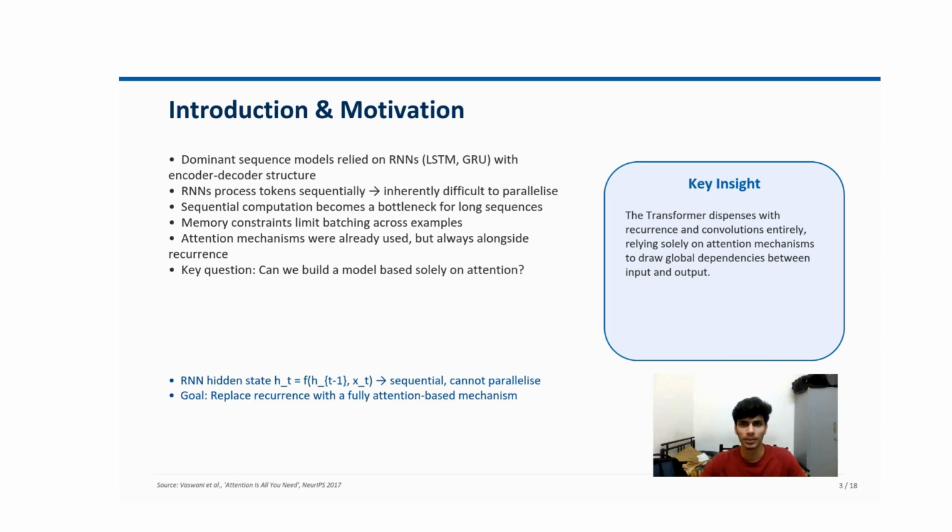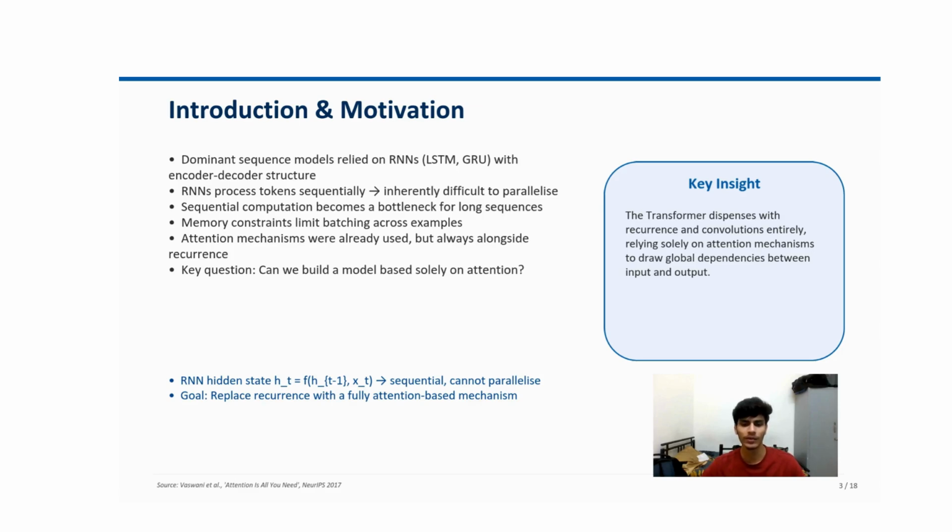Now, coming to the introduction and motivation of this paper. To understand the importance of the transformer, we must look at the limitations of previous models. Earlier, sequence modeling tasks such as machine translation were handled using recurrent neural networks, particularly LSTMs and GRUs. These models process a sequence token by token, meaning each step depends on the previous hidden state. While this helps capture sequential information, it introduces several challenges.